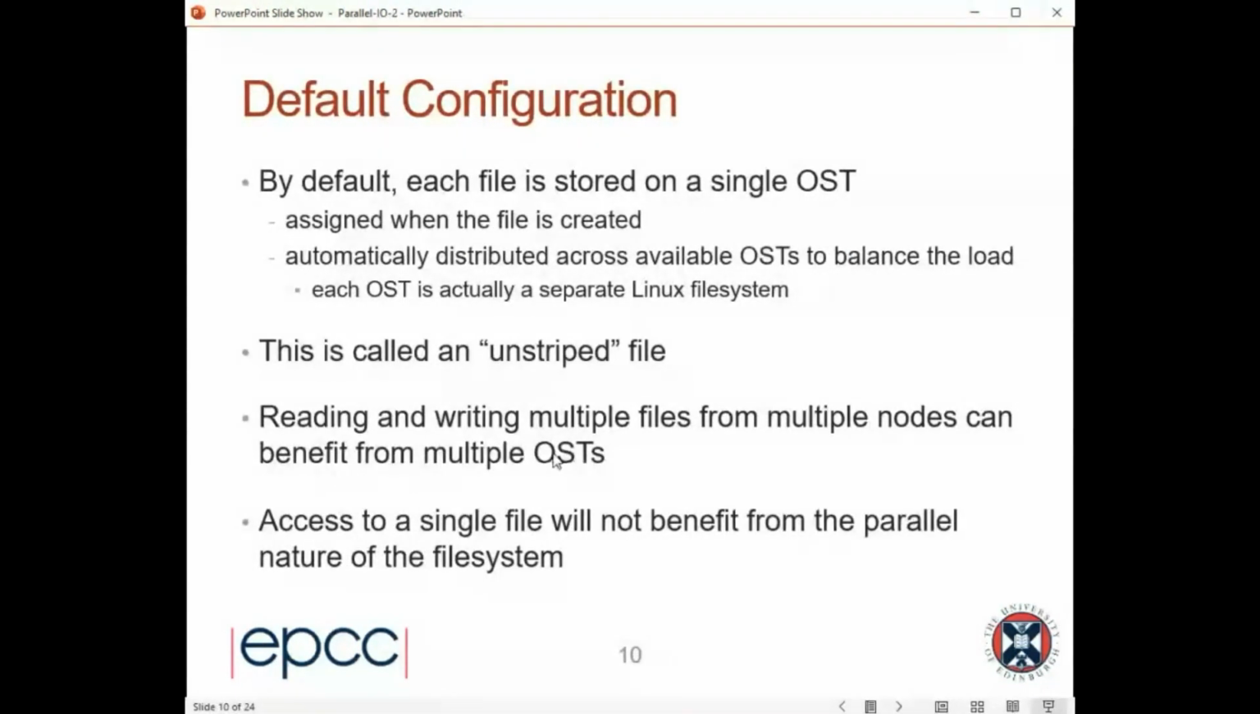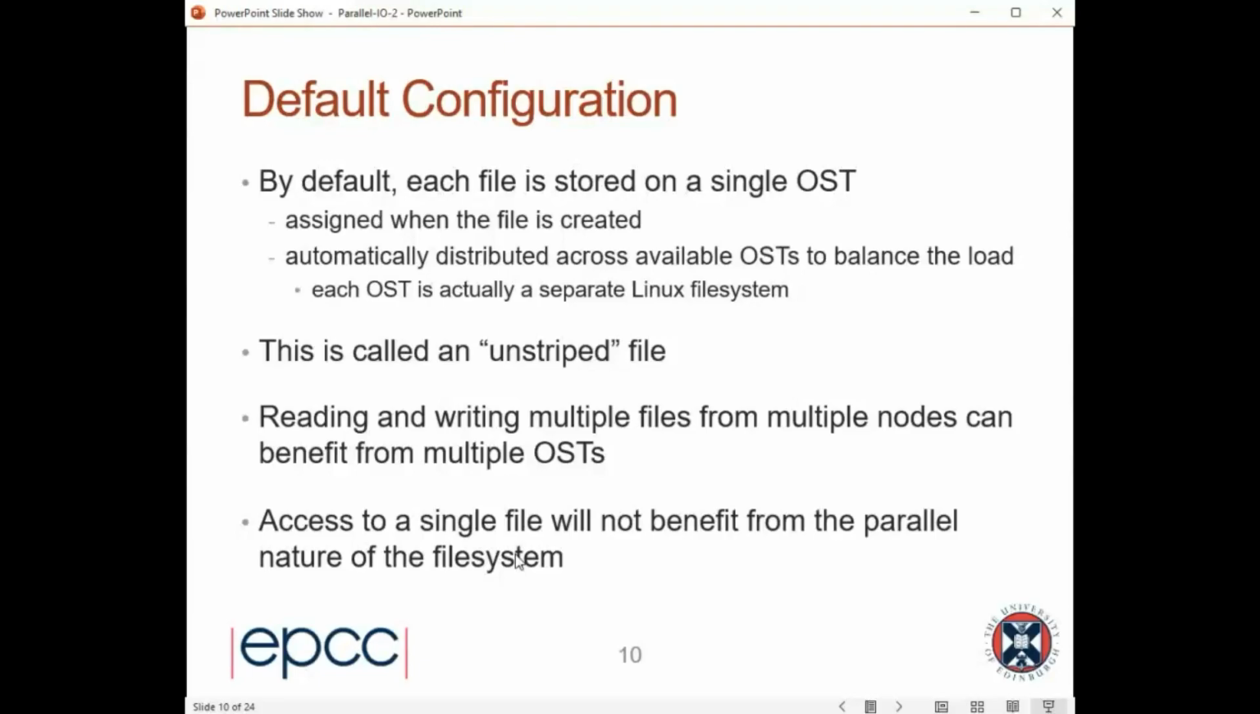But access to a single file will not benefit from the parallel nature of the file system. If you're reading and writing to a single file, which is what serial I/O does, you do not benefit from the parallel disks, because the single file by default is stored on a single OST, a single disk. These disks are not particularly fast, while the NVMe ones might be, but the standard ones aren't particularly fast. So to benefit from the parallel file system, you need to read and write multiple files. I've already said that file per process, multiple files, is difficult to cope with. But I've just said that access to a single file will not benefit from the parallel nature of the file system because it's stored on a single OST.